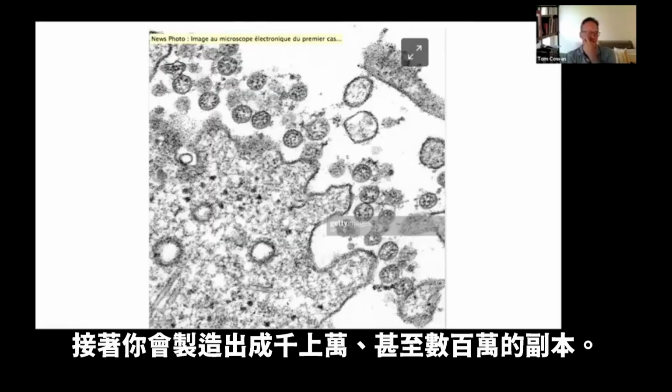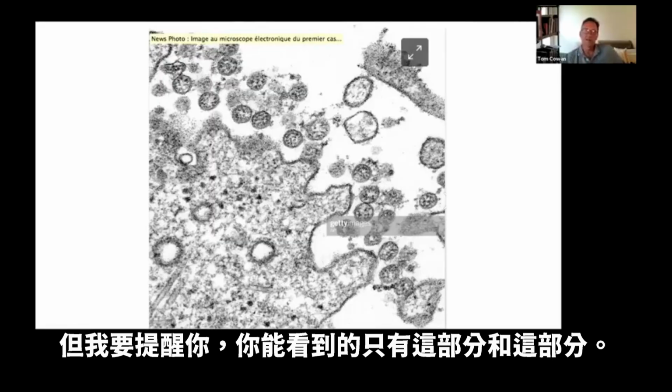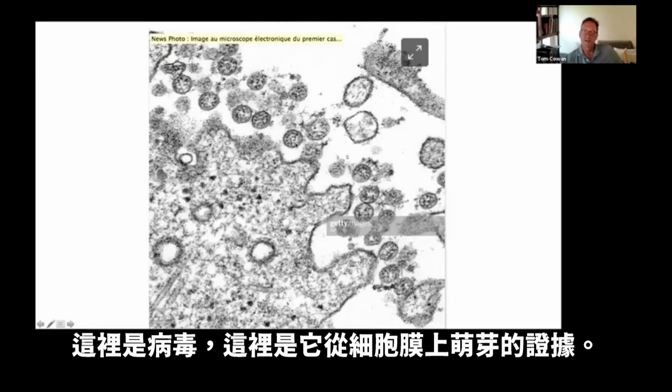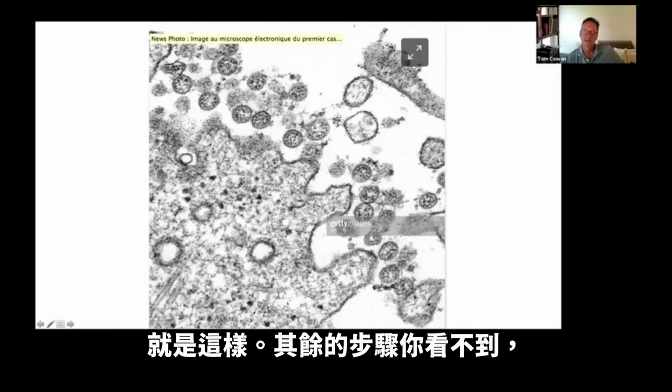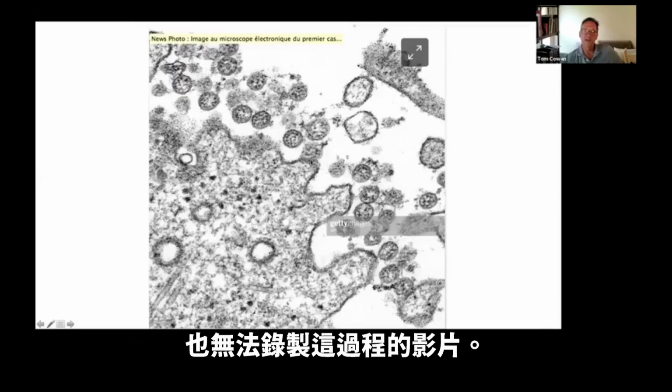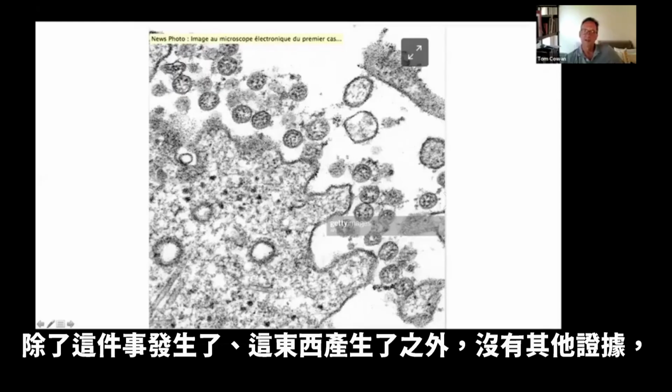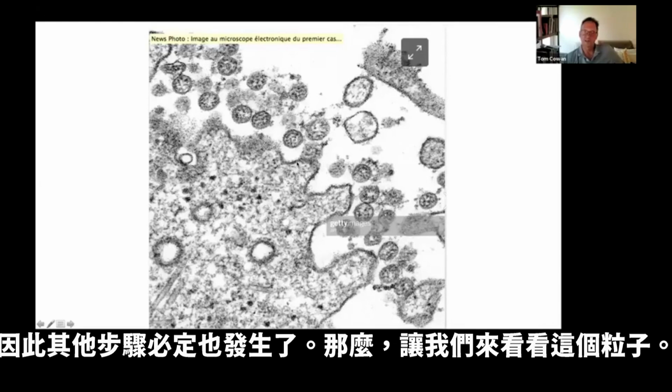Now, I would just caution you that the only part of that you see is this and this. Here is the virus. Here is proof that it's budding off of the cell membrane. That's it. The rest of the steps you cannot see. You can't make a video of this happening. There is no proof except this is produced. Therefore, all the rest of those steps must have happened.